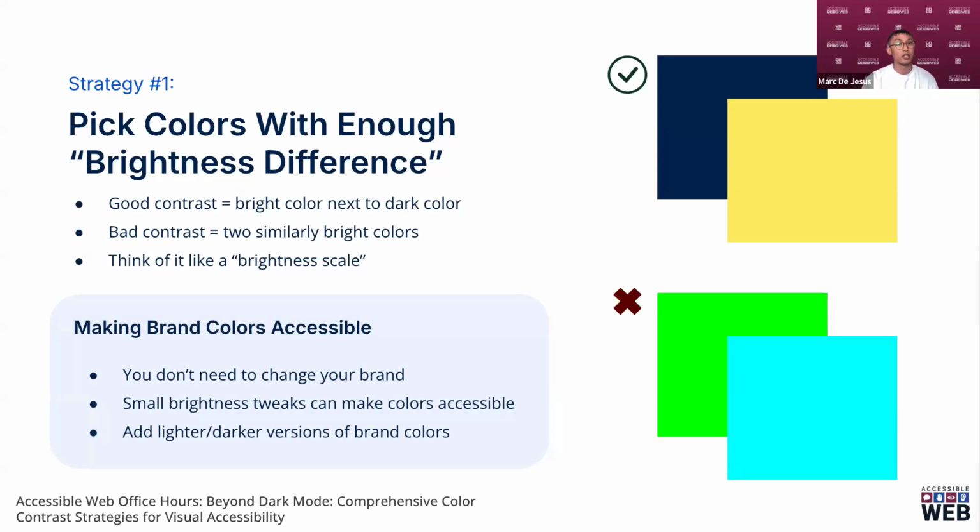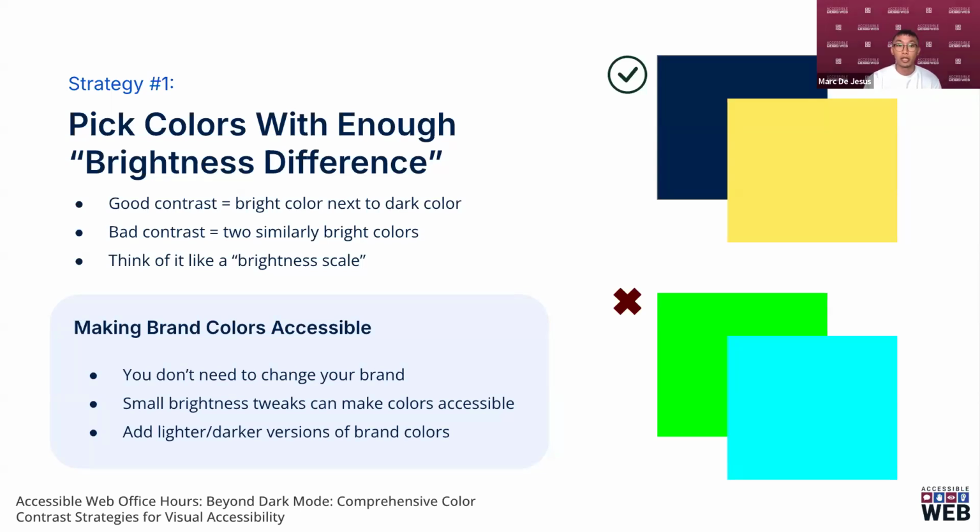When it comes to brand colors, a lot of teams worry that accessibility means they'll have to completely redesign their visual identity. The good news is you usually don't need to change your brand at all. Most of the time, small brightness adjustments are all it takes to make brand colors accessible. Lightening a color slightly or darkening it just a little bit can create the contrast needed without losing the look or feel of the brand.